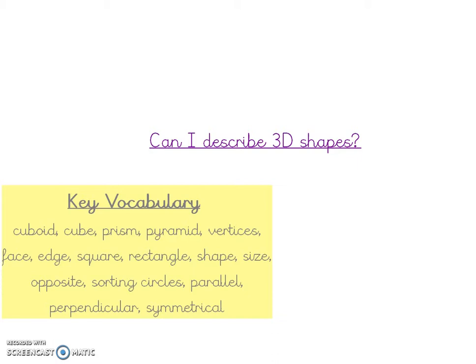So think about the things that you actually grab, so your exercise book, your pencil, they're 3D shapes. If you draw a shape onto your book like a square, well, that's a 2D shape. So you're looking for thickness when you're looking at a 3D shape.